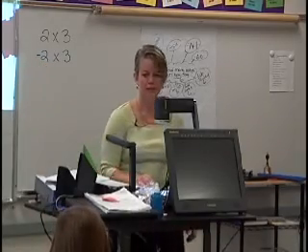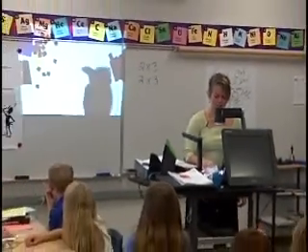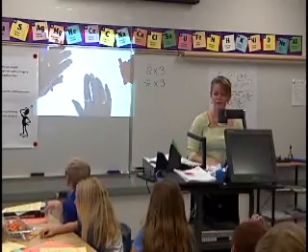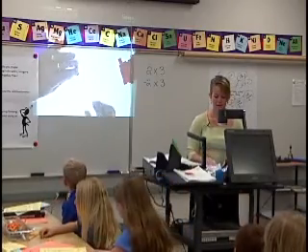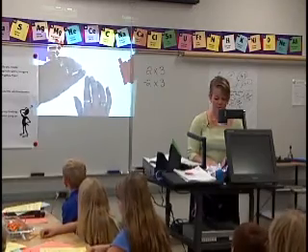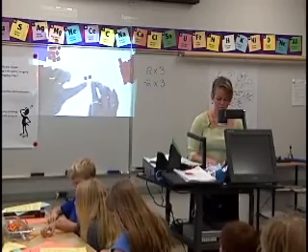Look up here for me, please. I'll wait till I see all eyes. Okay. I want the opposite of 2. So I want this direction. I want the opposite of 2. So what am I going to have to do to get the opposite going that way? You have to flip them all over. So start flipping them over until you get the opposite of 2 by 3.